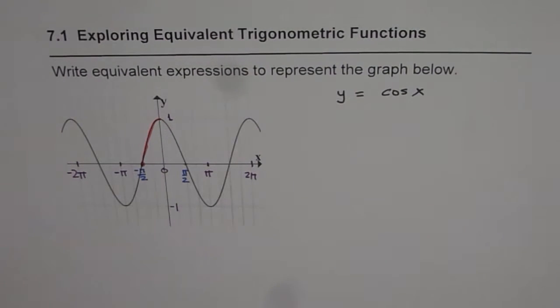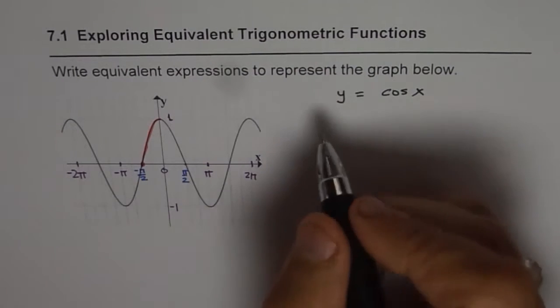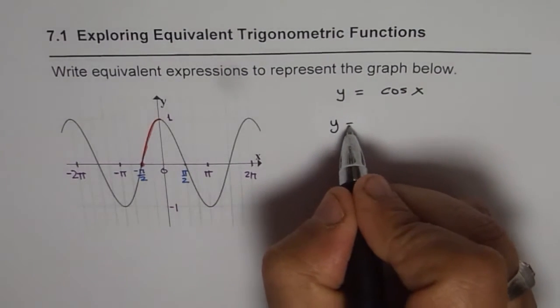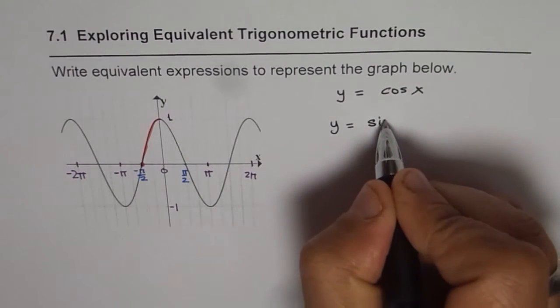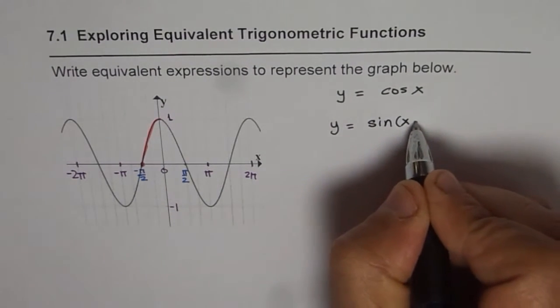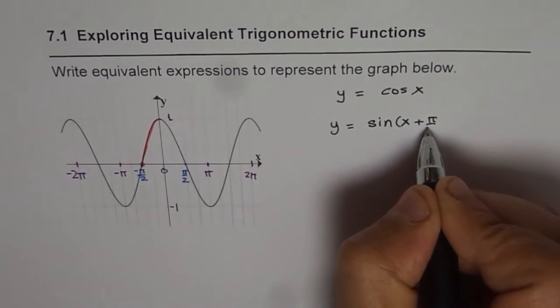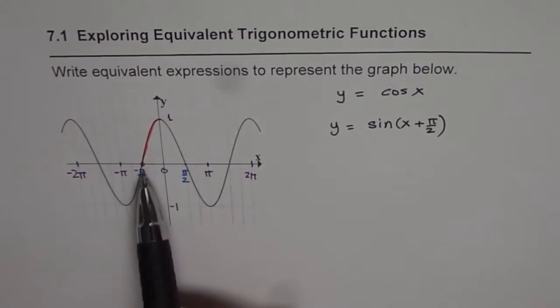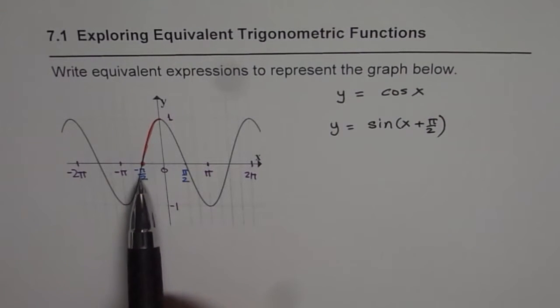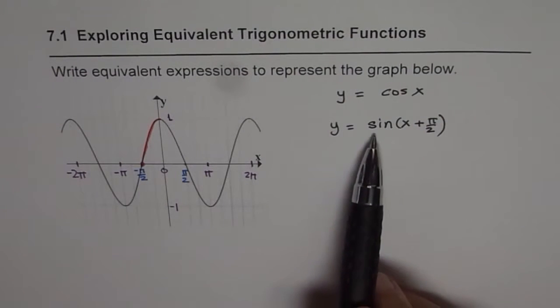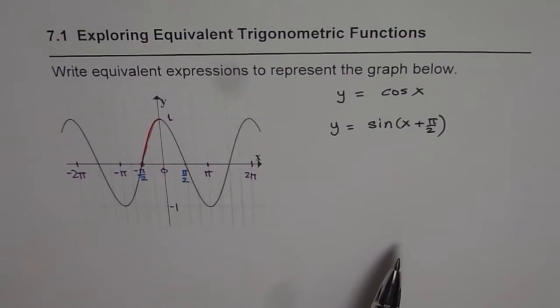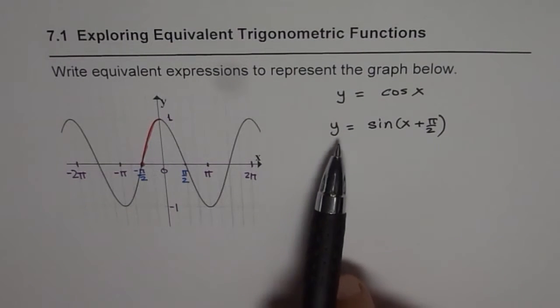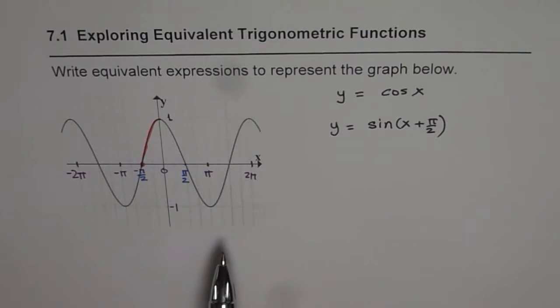So what we can do here is we can write this same function as y equals sine of x plus pi by 2. Correct? So this wave, if you're looking at it as a sine wave, it started pi by 2 earlier, so it could be written as sine of x plus pi by 2. Well, there's another way of writing the same equation as a sine function.